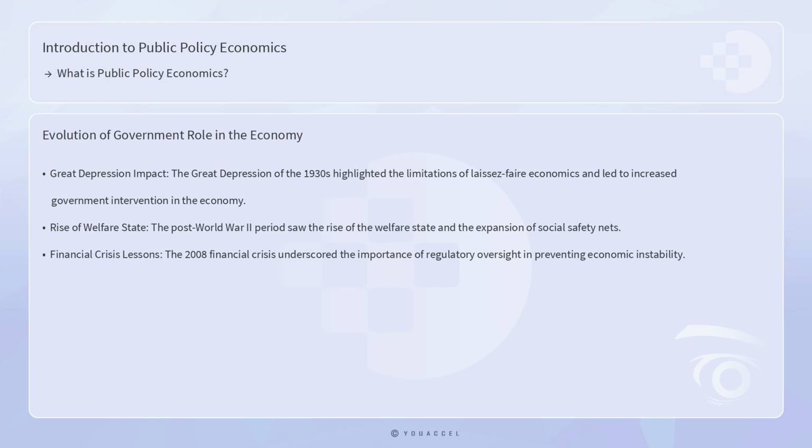The role of government in the economy has evolved over time, influenced by various economic theories and historical events. The Great Depression of the 1930s, for example, highlighted the limitations of laissez-faire economics and led to increased government intervention in the economy. The post-World War II period saw the rise of the welfare state and the expansion of social safety nets. More recently, the 2008 financial crisis underscored the importance of regulatory oversight in preventing economic instability. These historical events demonstrate the dynamic nature of public policy economics and the need for continuous adaptation to changing economic conditions.